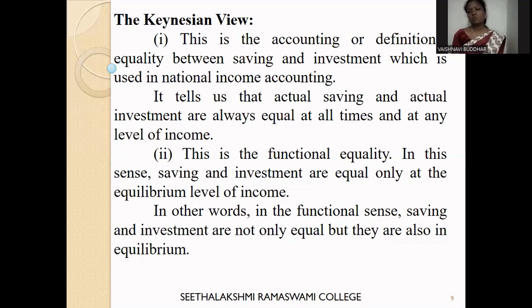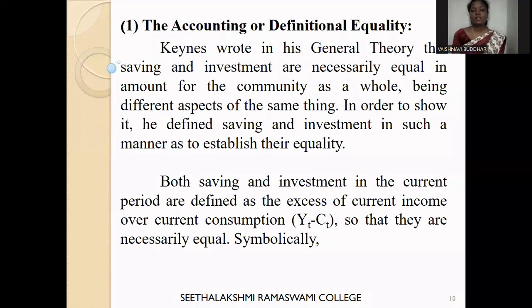Of course, it is a functional equality. And in this sense, we can say saving and investment are equal only at the equilibrium level of income. Okay. So the first one is different from the second one. How is it different? In the first one, national income accounting uses the method of definitional equality. But here, functional equality will be used in bringing up the equality between saving and investment. That means at the equilibrium level of income, you can attain saving and investment equality only in the second.